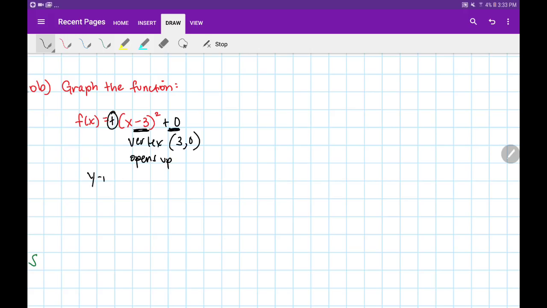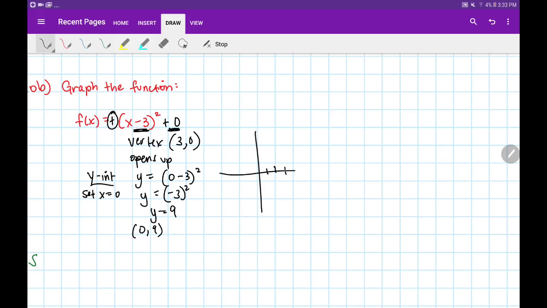I can also find my y-intercept. I can do that by setting x equal to 0, so y equals (0 − 3)². And I'll find out that y equals (−3)², which is positive 9. So my y-intercept is (0, 9), and I'm ready to graph. Go to (3, 0). It's opening up, but it should go through 6, 7, 8, this y-intercept all the way at positive 9. Now your graph should be a little prettier and more symmetrical than mine, but that's essentially it.